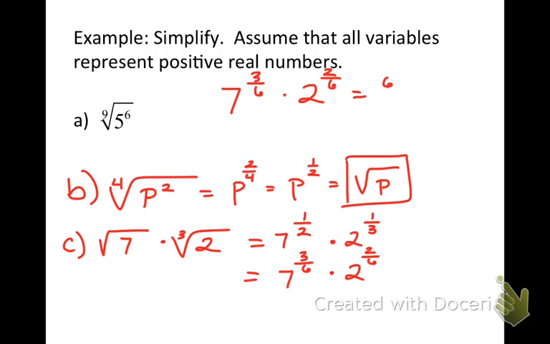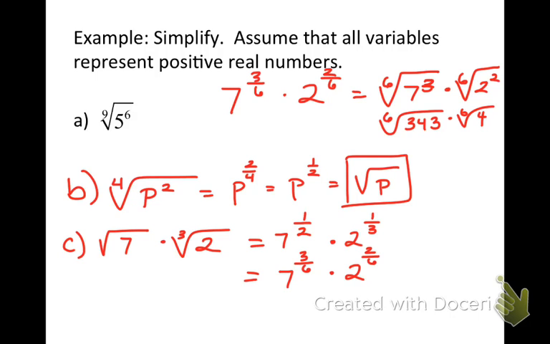So now I end up with the 6th root of 7 to the 3rd times the 6th root of 2 squared. So now can I multiply my numbers? Because now I have like indexes. Yes. So 7 to the 3rd is 343 times the 6th root of 4. So 343 times 4 is 1,372. So that goes to the 6th root of 1,372.